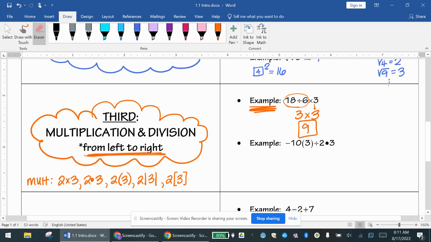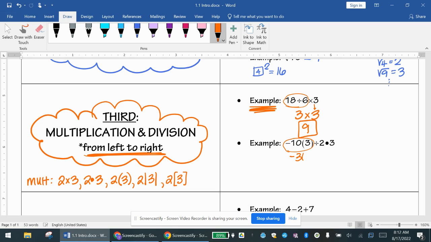So as I look at this next problem from left to right, I see negative 10 in front of the grouping symbol of 3. That signifies multiplication. That means you have to multiply. So there's multiplication, then division, and then multiplication again. So you want to go from left to right. So I'm going to do the multiplication first, bring down everything else, and then keep going from left to right.